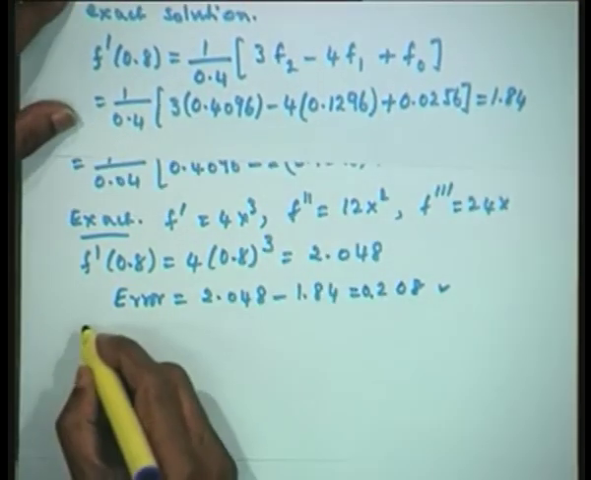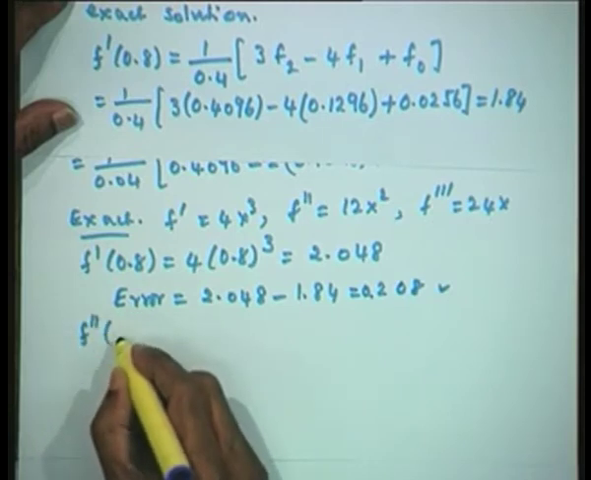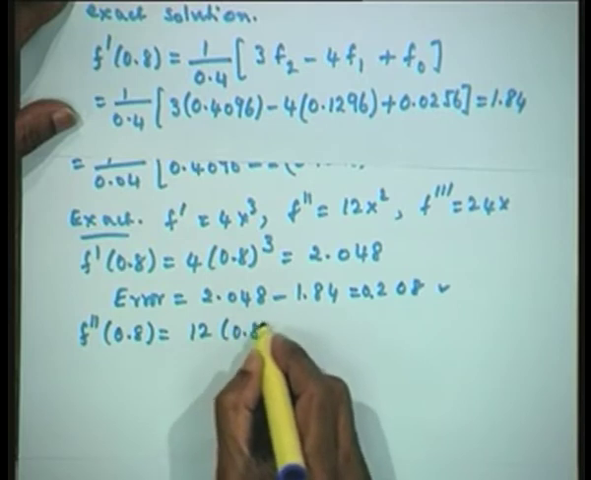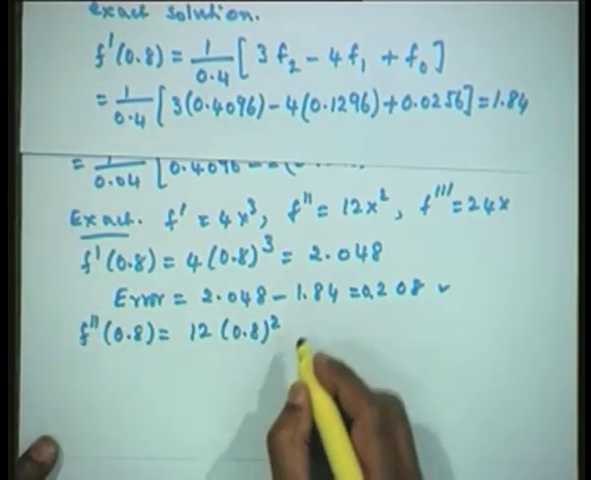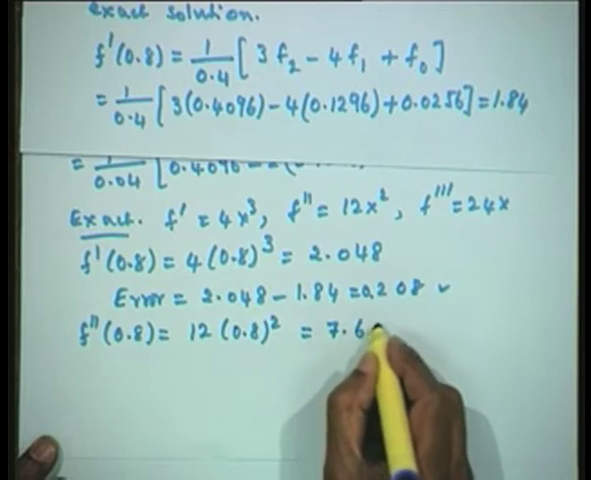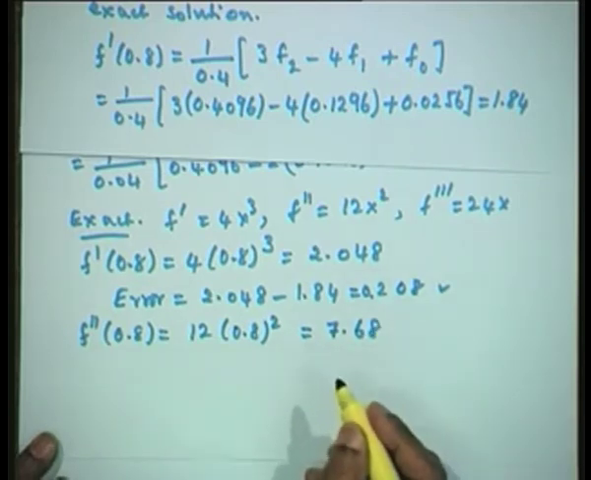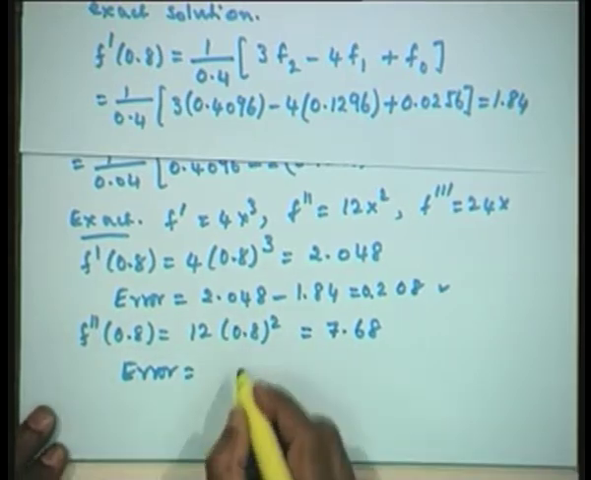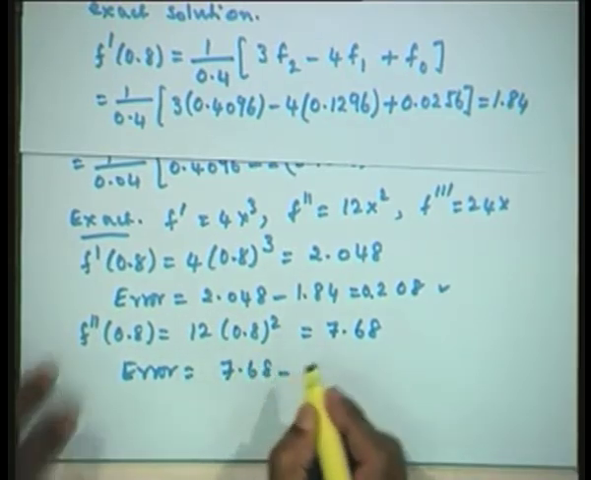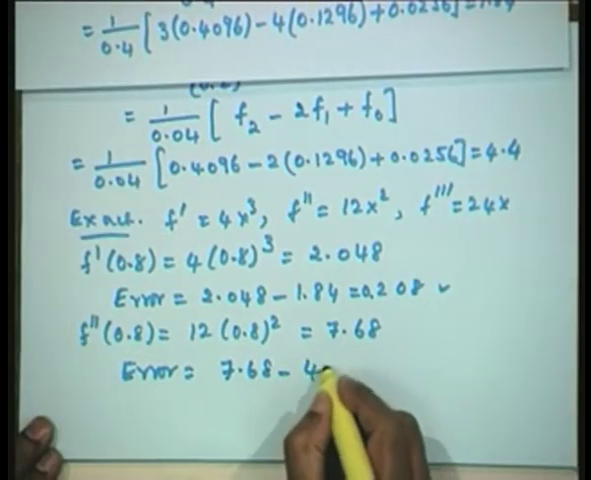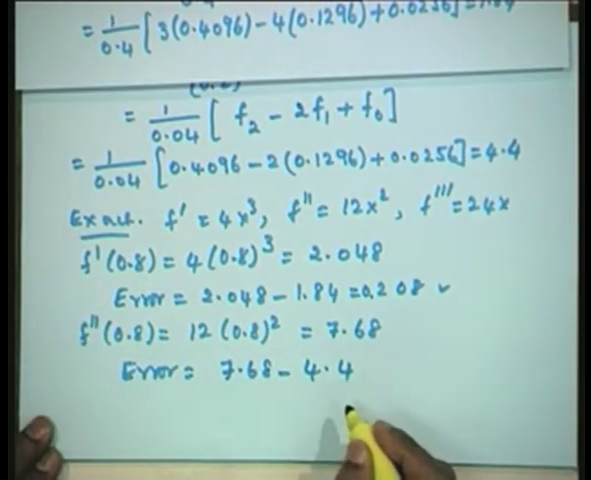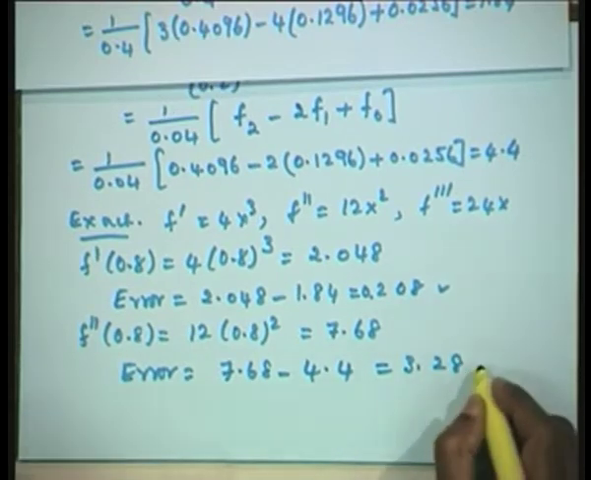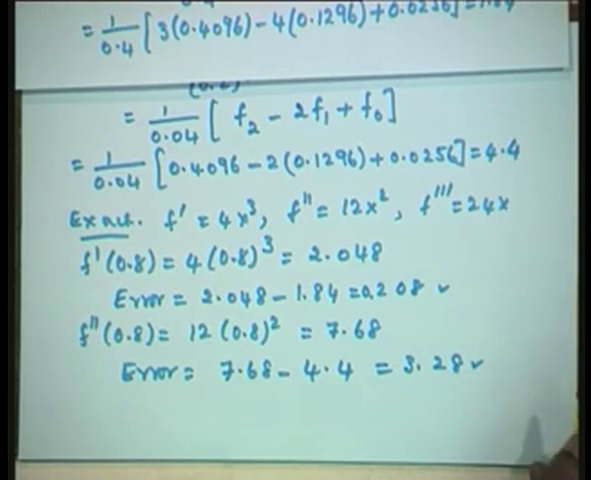Now, let us find the exact solution for the second derivative at f 2, that is 12 into 0.8 whole square, which is 7.68. The error in this case is the exact solution 7.68 minus the numerical solution that we have got, 4.4. Therefore, the error is 3.28. These are the actual errors in the problem.